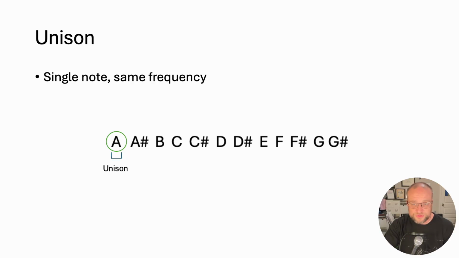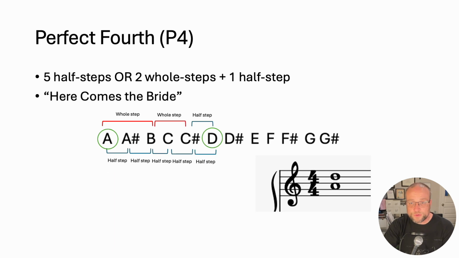One perfect interval, if you consider it an interval, is a note in unison. If you have two trumpets playing the same A, they are playing in unison. For all these examples of intervals, we assume that if there are two instruments playing, they're playing perfectly in tune. The next perfect interval is the perfect fourth.